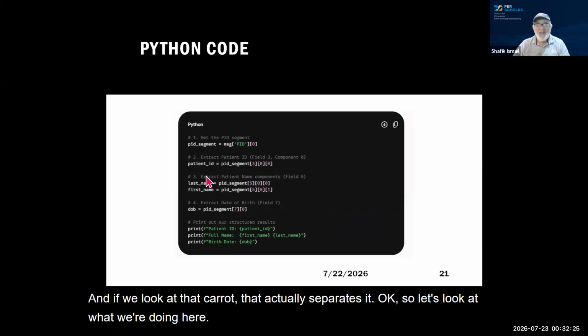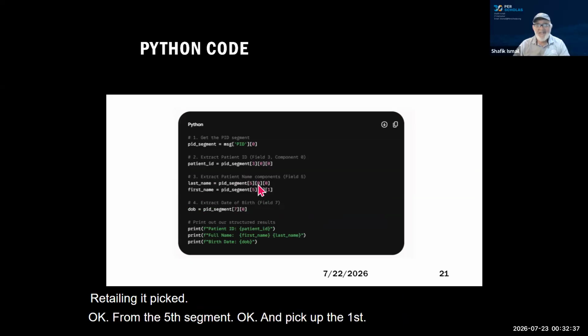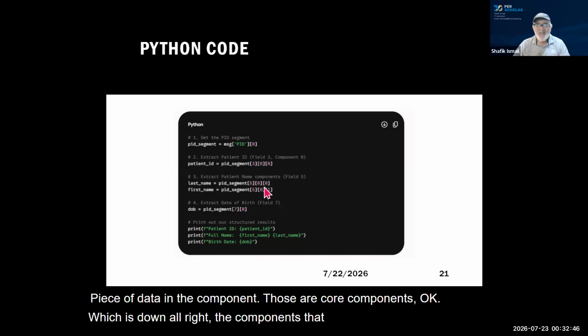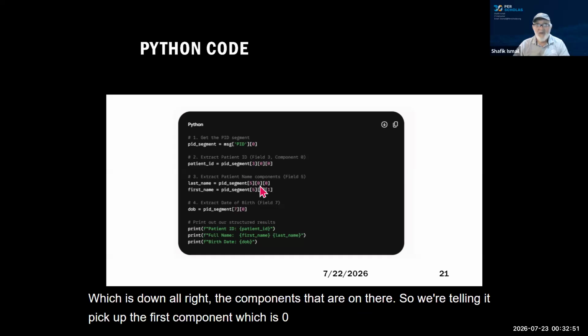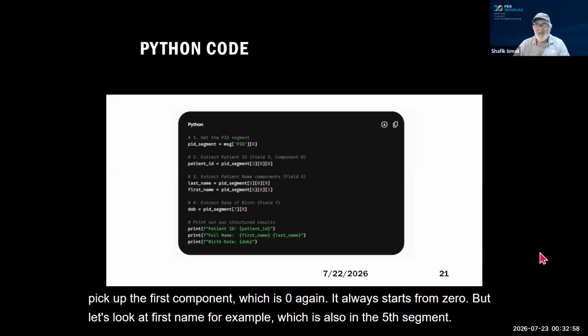Okay, so let's look at what we're doing here. We're telling it, pick that up from the fifth segment, and pick up the first piece of data in the component. Those are called components, which is down here. The components are down there. So we're telling it pick up the first component, which is 0 again. It always starts from 0. But let's look at first name, for example, which is also in the fifth segment. Do you agree with that?